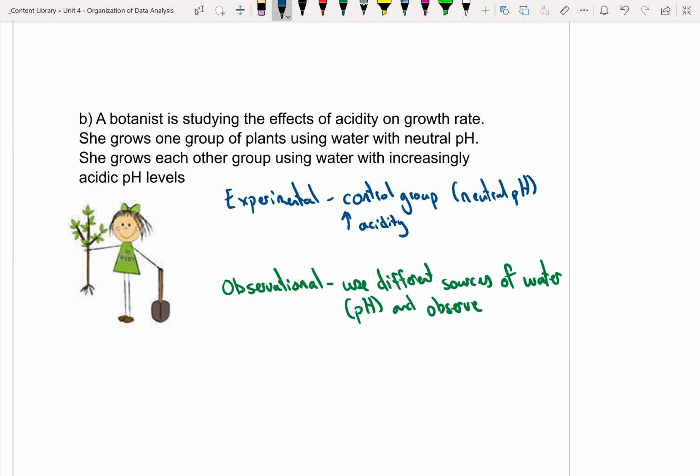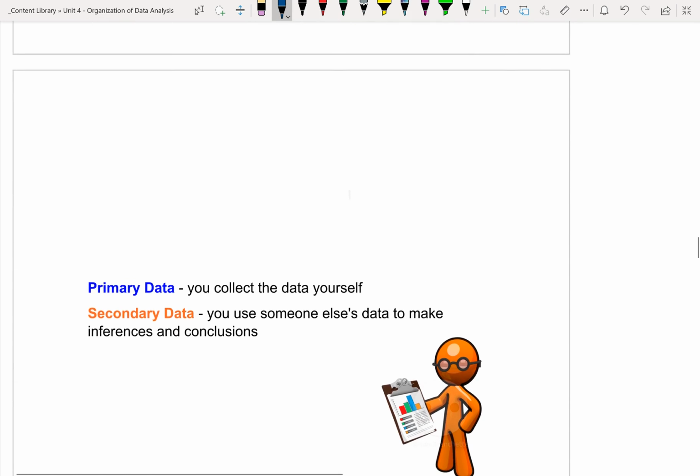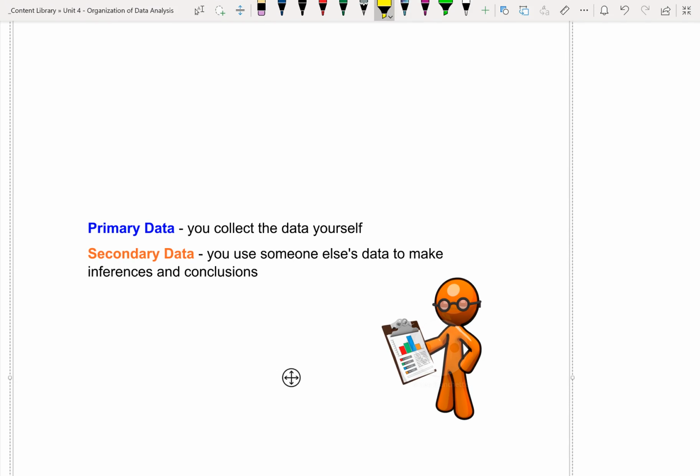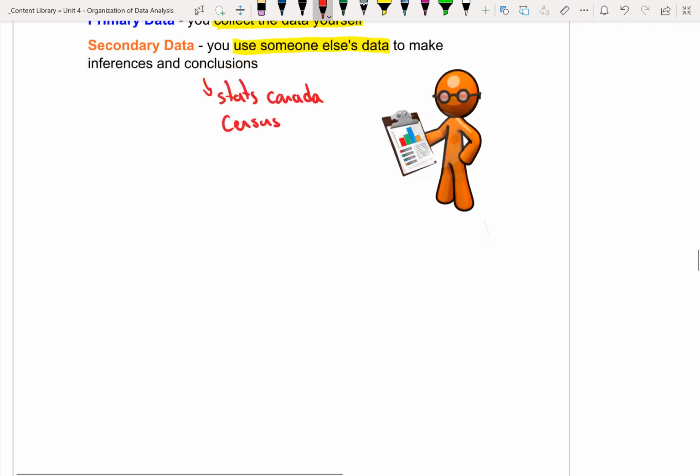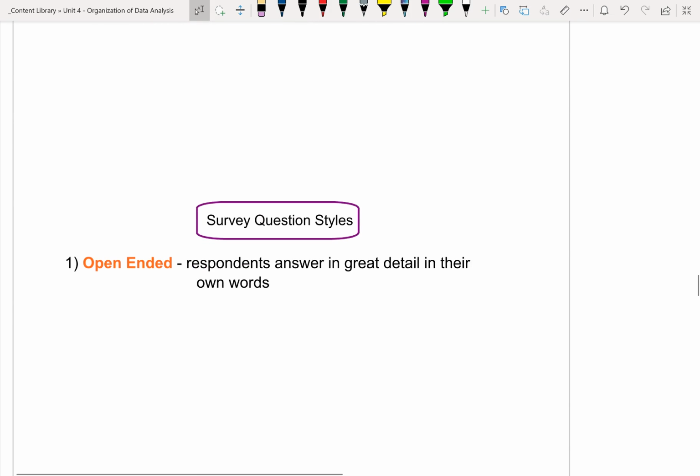So from our different studies and our different samples, everything that we've looked at, we can collect two types of data. We can collect primary data, data that you collect yourself, or you could have secondary data where you use someone else's data and you make inferences and conclusions from that. Right? So a big reason for this is you might look at Stats Canada, the general census that we've talked about in the past. Secondary data might be easier to use because large corporations and the government have the means to collect all this data, and then you can use that to make your inferences. A general way to collect data, however, is in a survey.